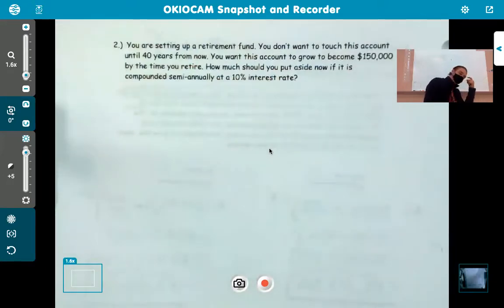All right, let's break down all this information. So the first thing that we want to recognize as we're going through some of these problems is, what am I going to solve for? It says, how much should you put aside now? So what variable do you think I'm solving for in my list there? If I'm trying to make $150,000, I know the amount of time, I know the rate, solving for P, right? I don't know how much I need to put into this, all right?